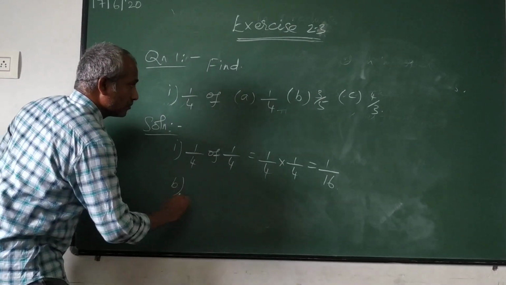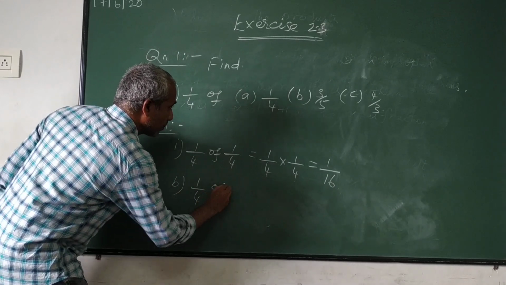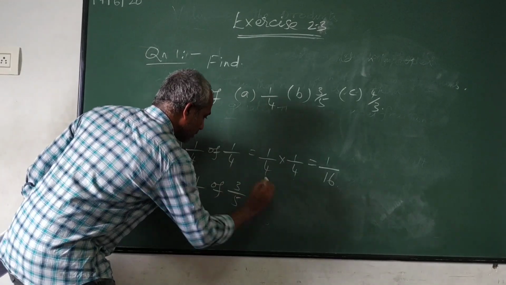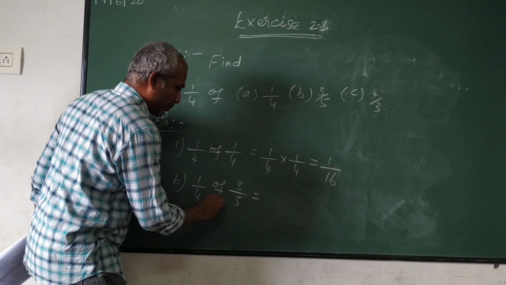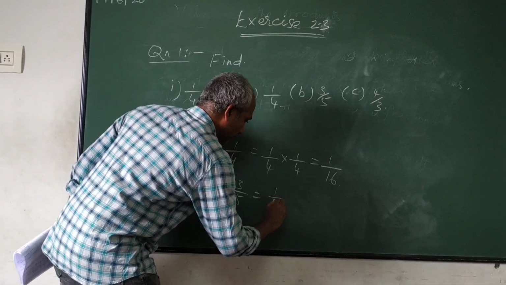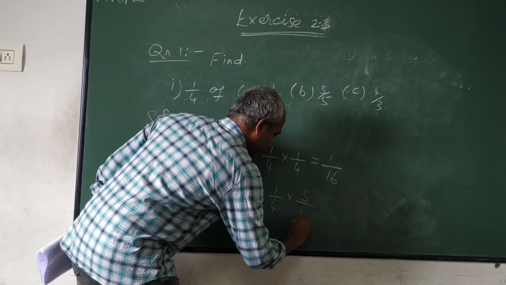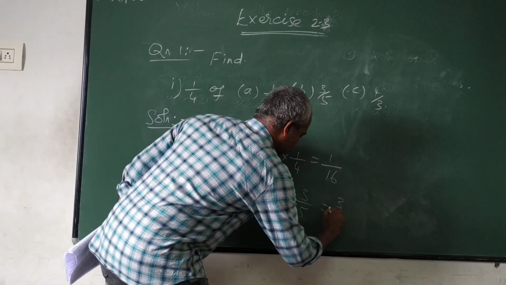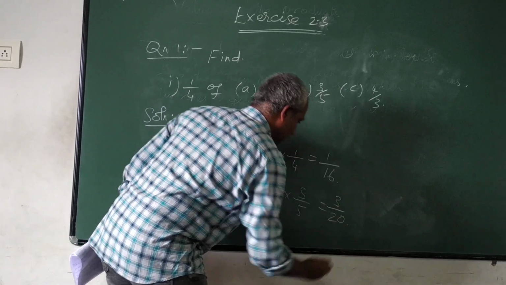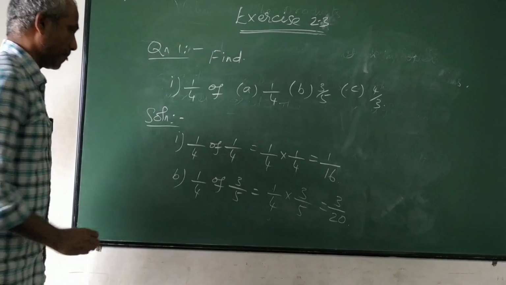B subdivision, 1 by 4 of 3 by 5. So, of operator means just multiply 1 by 4 into 3 by 5. 1 threes are 3, 4 fives are 20. This is the answer for 1 by 4 of 3 by 5.